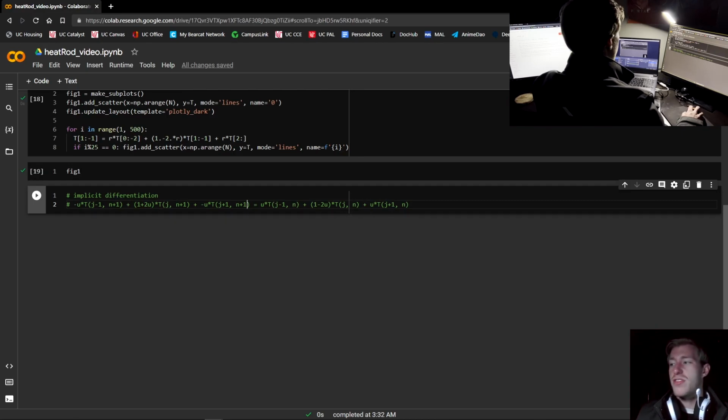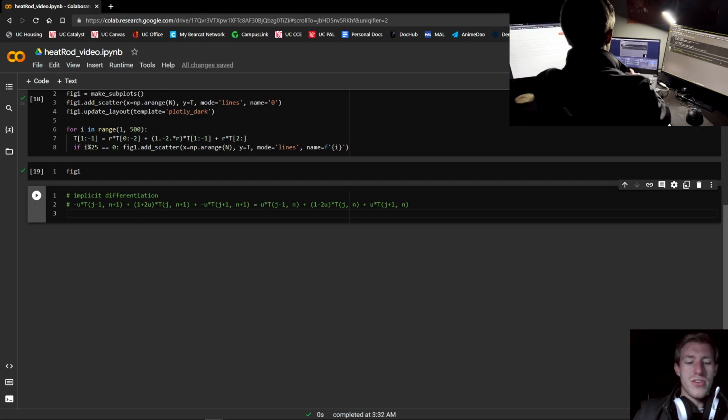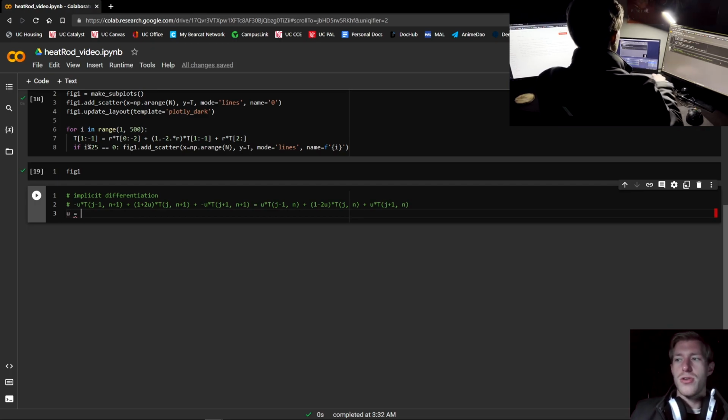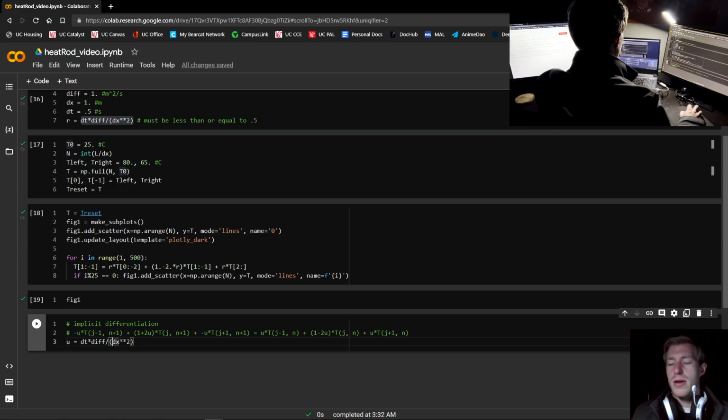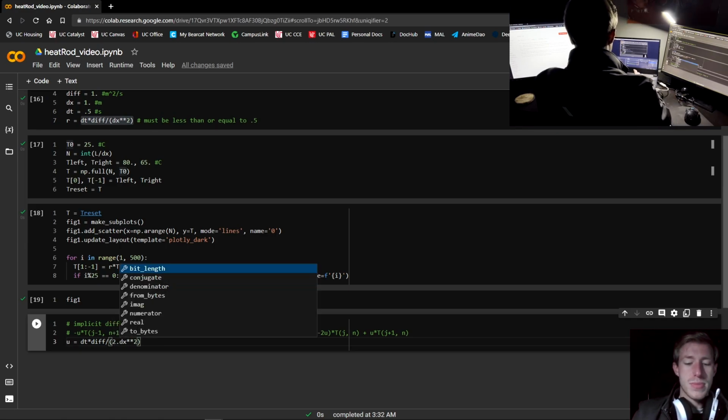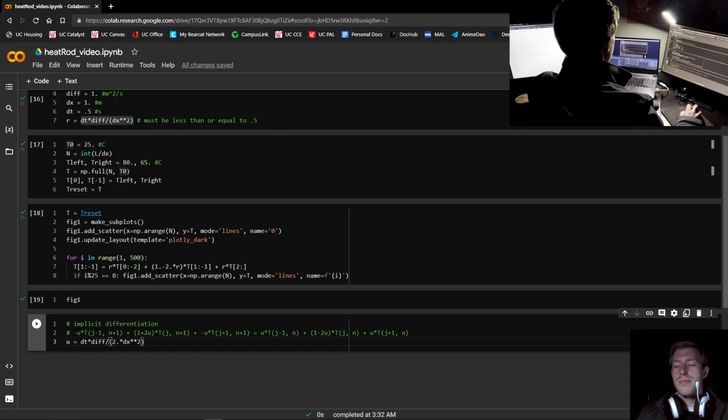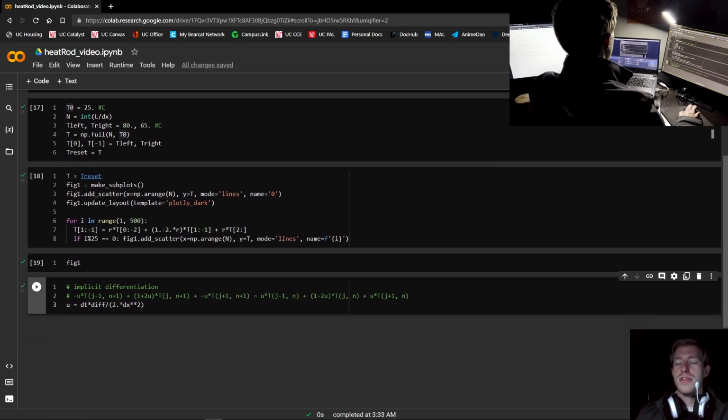But now using this factor of u instead of r, where u is equal to, and I'm going to write this out as code so that we can see it, u is equal to kind of the same thing as r, which is dt times diff divided by dx squared, but now this is going to be 2 times dx squared. So this is our new equation that we're using.